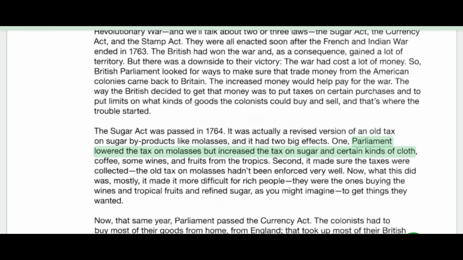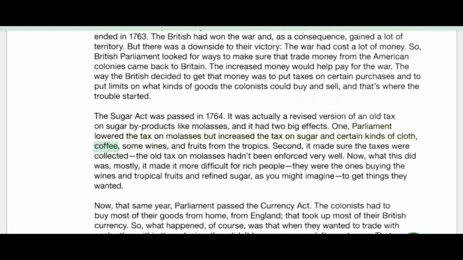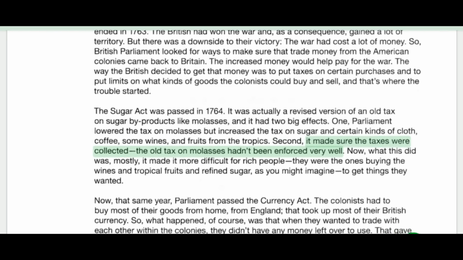Parliament lowered the tax on molasses but increased the tax on sugar and certain kinds of cloth, coffee, some wines, and fruits from the tropics. Second, it made sure the taxes were collected. The old tax on molasses hadn't been enforced very well.